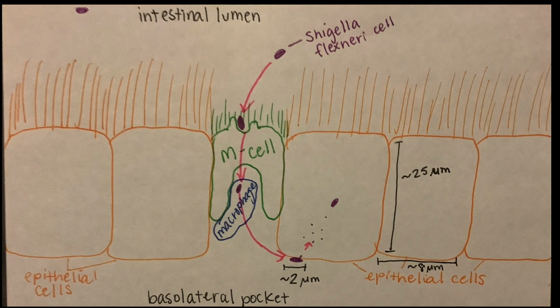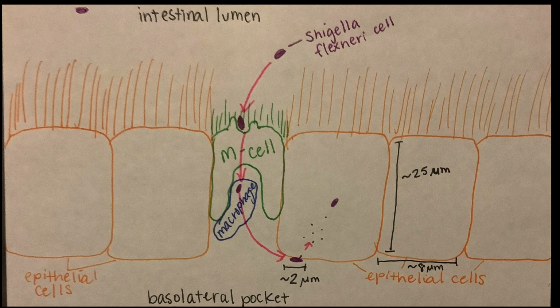This image shows the epithelium in the small intestine of the human digestive tract. The orange shapes are representative of columnar epithelial cells, which are about 25 by 8 micrometers in size, compared to Shigella flexneri's 2 micrometer size.